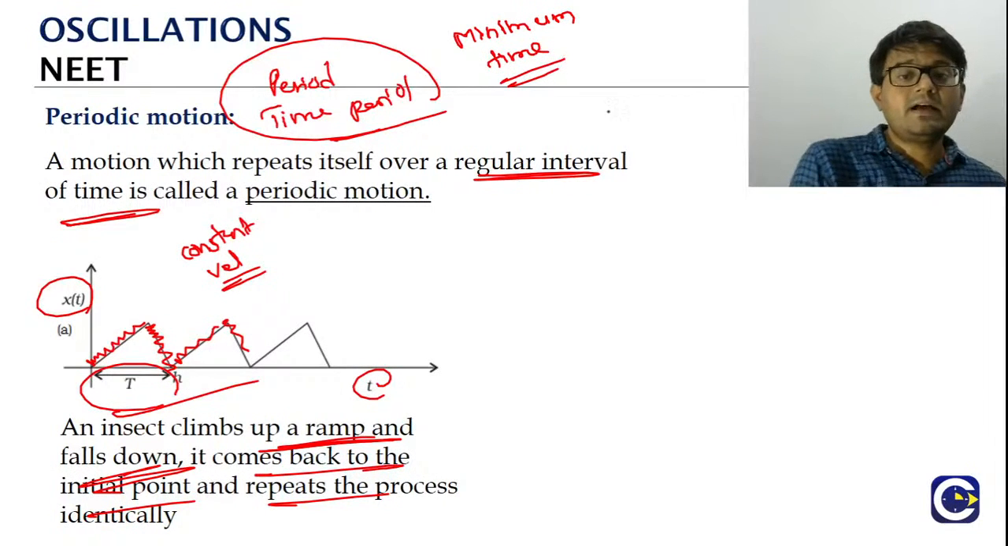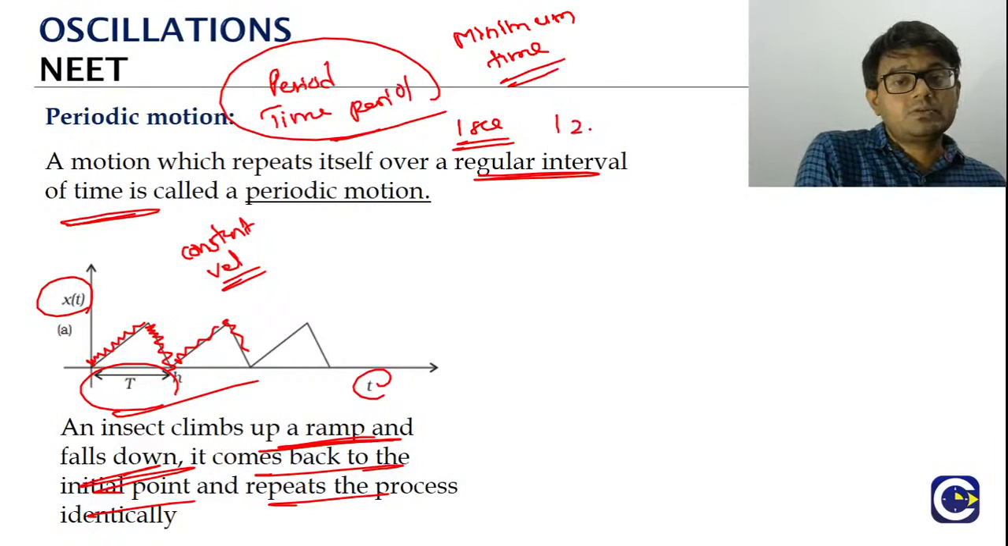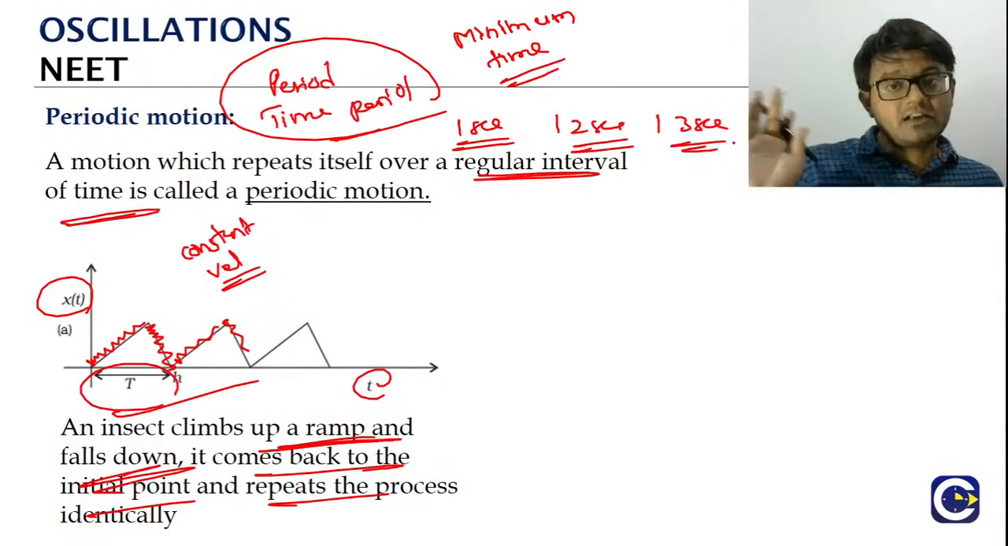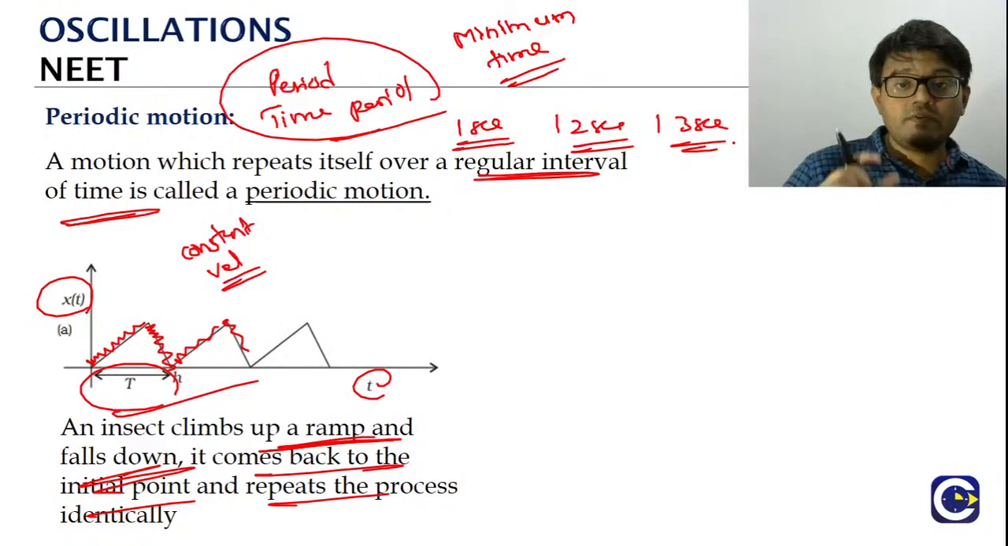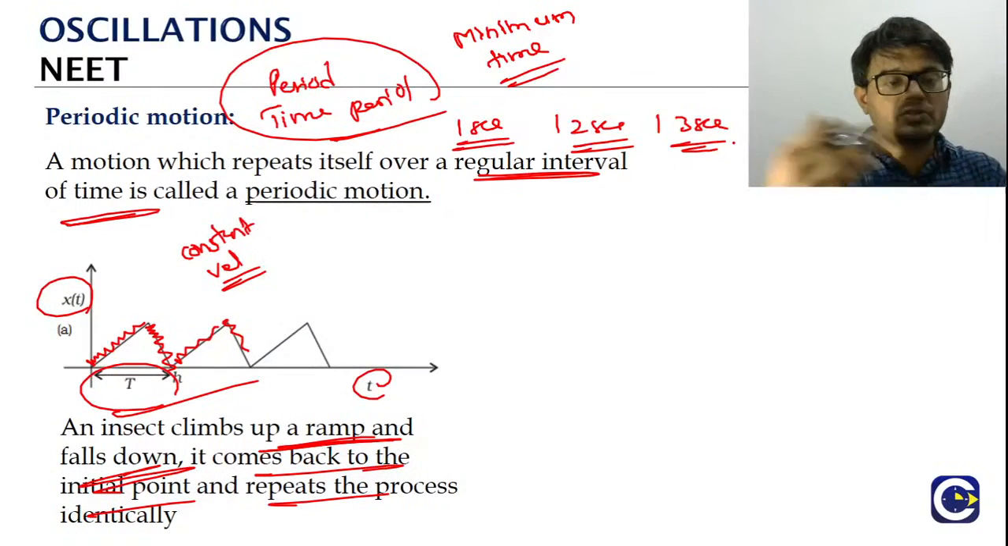ஏன் தெரியுமா? இப்போ பாருங்க, இப்போ 1 second அப்புறம் if it is repeating வெச்சுக்கோங்க, then கண்டிப்பா 2 seconds அப்புறம் it will be definitely repeating. அந்த மாதிரி 3 seconds அப்புறம் definitely it will be repeating. Okay வா? So அதனால we should always use the word minimum time after which the motion repeats.